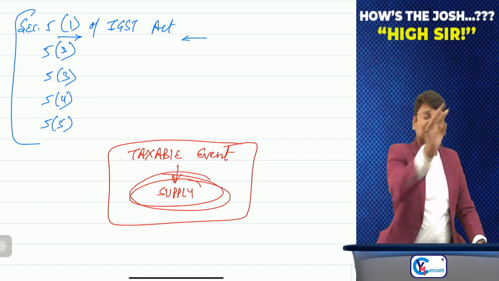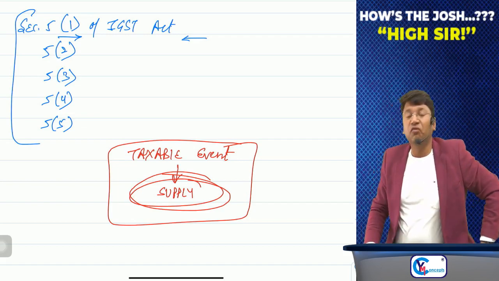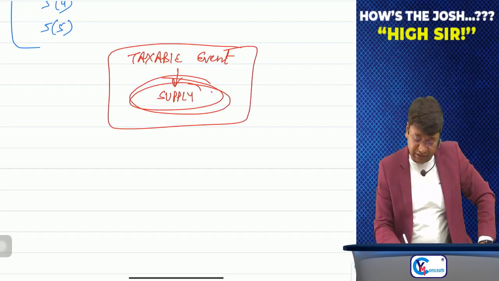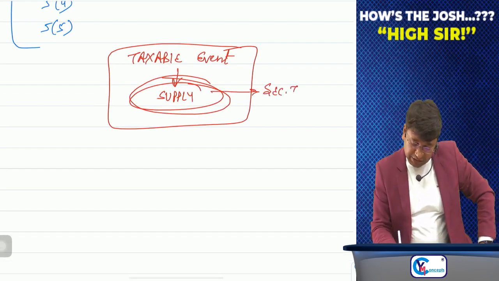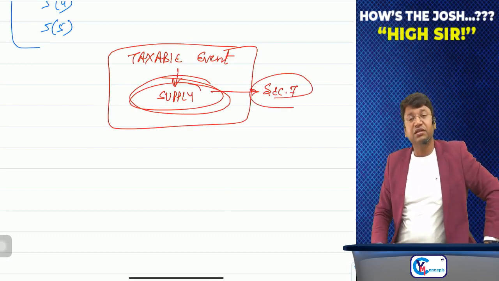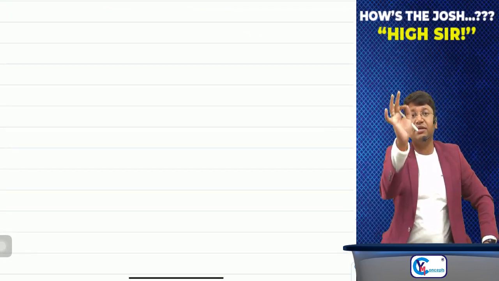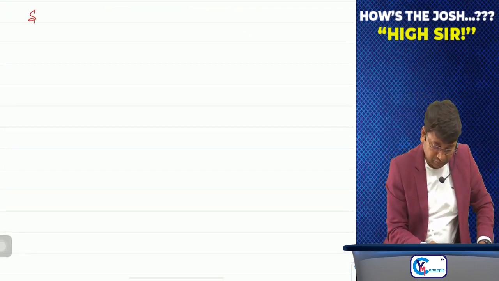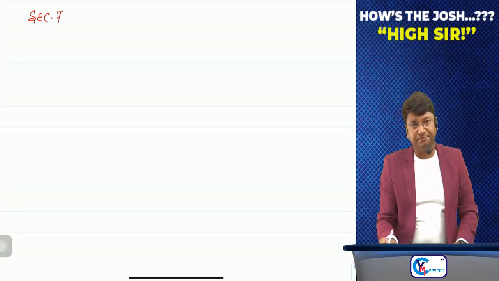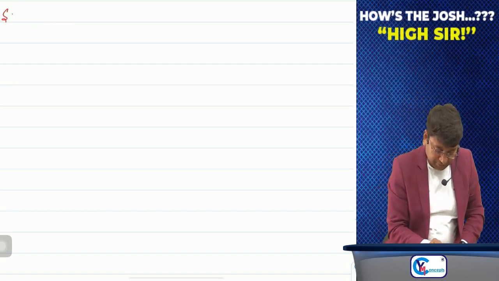So the first question which comes to our mind is, what do you mean by supply? What do you mean by the term supply? The term supply is very well defined in section 7 of the CGST Act. Now, we are discussing section 7, supply. Very important term, the term supply.